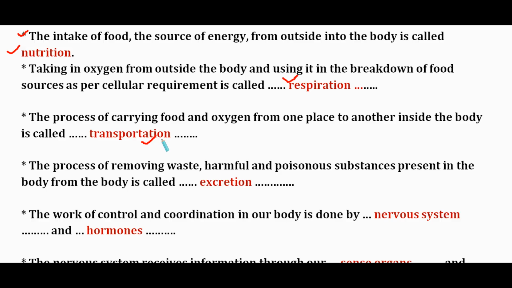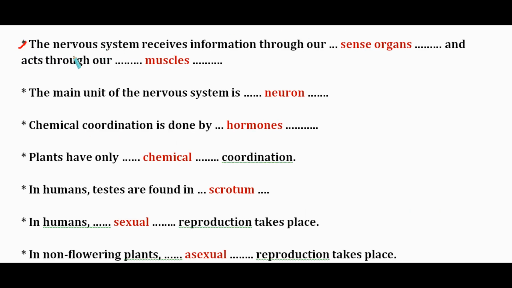The process of carrying food and oxygen from one place to another inside the body is called transportation. The process of removing waste, harmful and poisonous substances present in the body from the body is called excretion. The work of control and coordination in our body is done by the nervous system and hormones. Next question. The nervous system receives information through our sense organs and acts through our muscles. The main unit of the nervous system is the neuron. Chemical coordination is done by hormones.